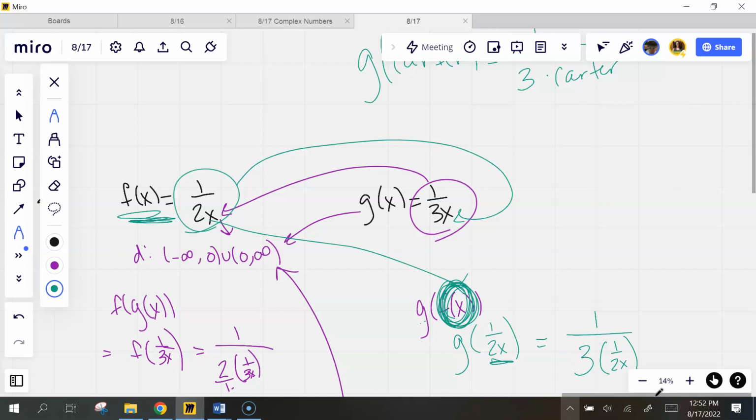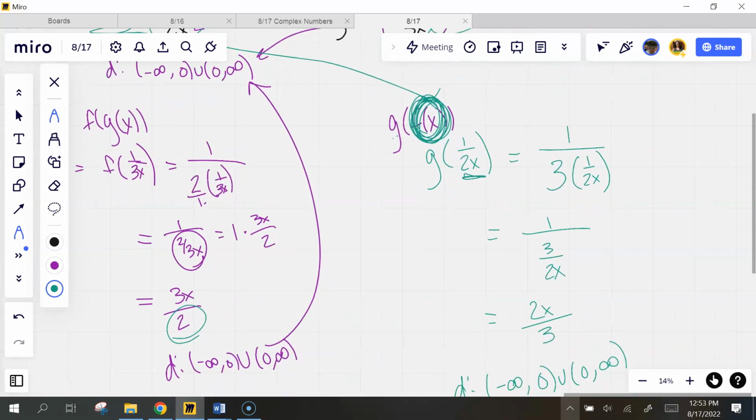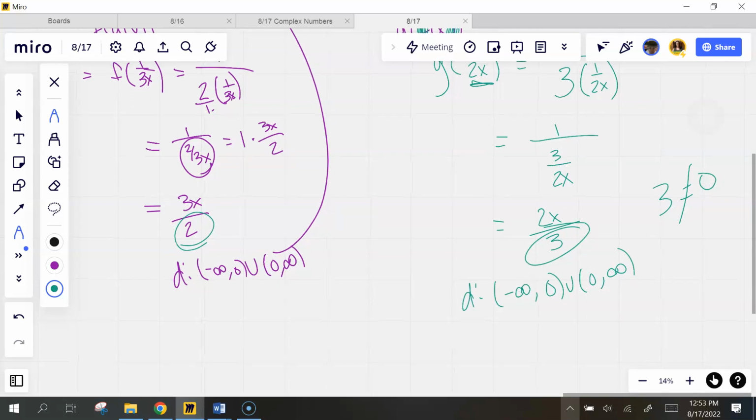How do you know when it's a switch domain? It's going to be the combined domain, but always check for any additional places where the bottom is 0. Is there anything you could plug in for x that would cause 3 to be 0? No, because 3 is 3. It's never going to be 0.